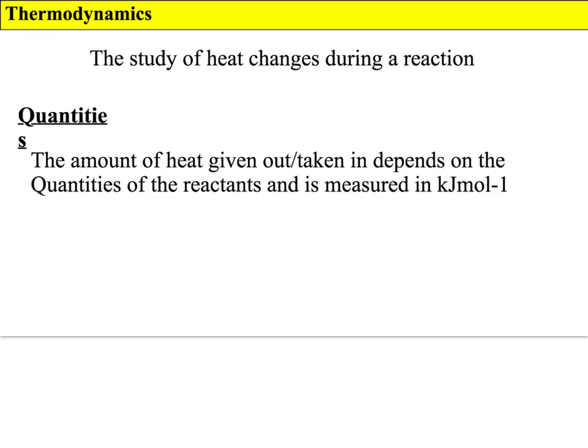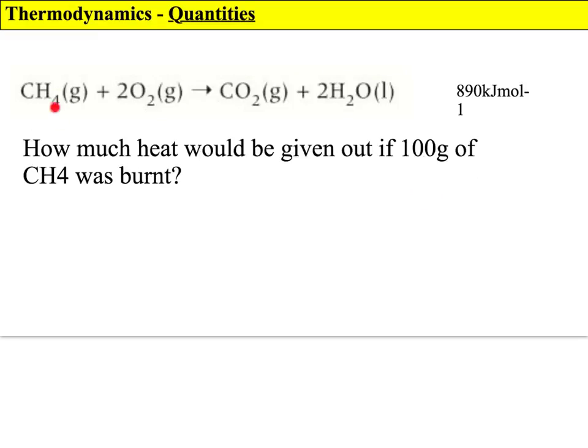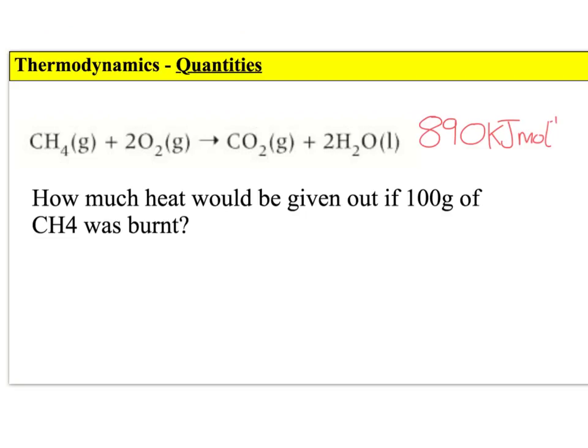So thermodynamics is the study of heat changes during a reaction. And the quantities matter. So the amount of heat given out depends on the quantities of the reactant and is measured in kilojoules per mole. So have a look at this reaction. You've got some methane reacting with some oxygen. So that's combustion, forming carbon dioxide and water. So this reaction gives out 890 kilojoules per mole. So every mole of methane that you burn, you get that. So if you burn 2 moles, you get double that, or half a mole, you get half that.